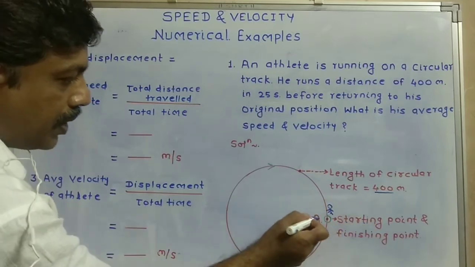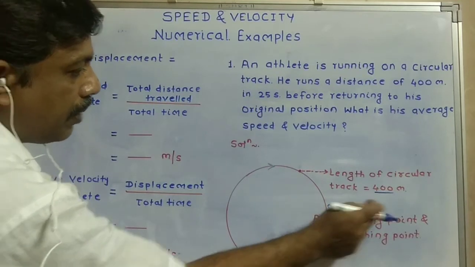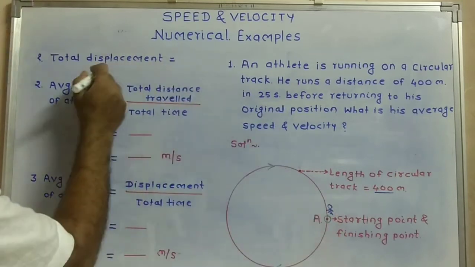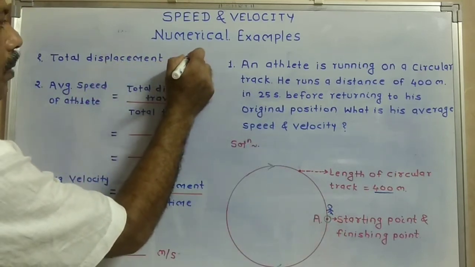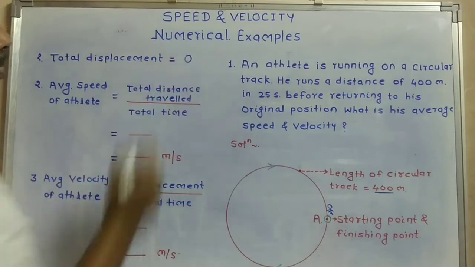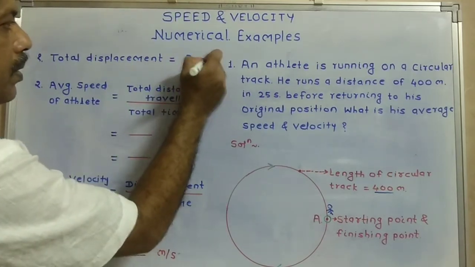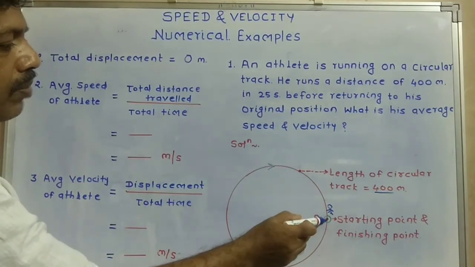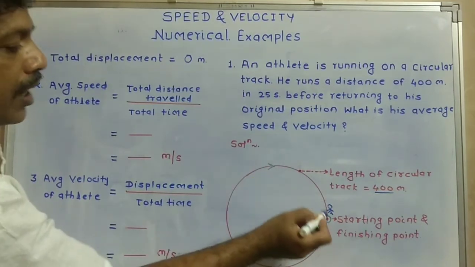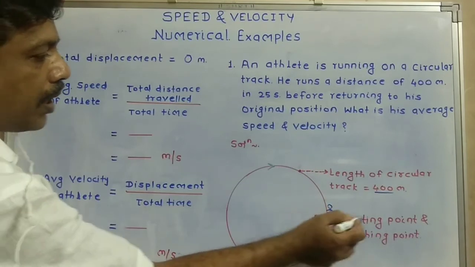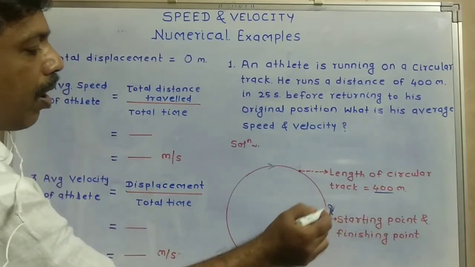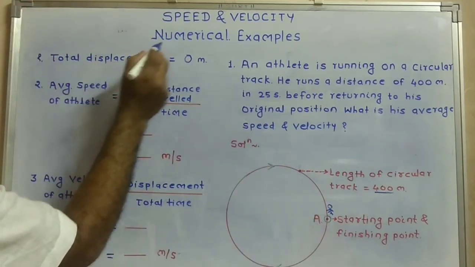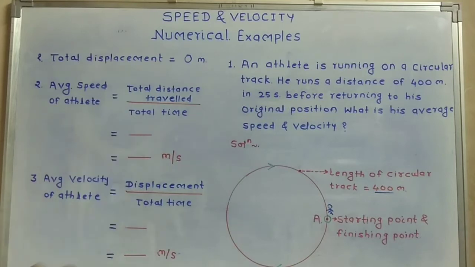Now try to consider a point A which is starting point and finishing point. Then what will be displacement? Displacement of an athlete will be equal to how much? 0 meter. Why? Because the athlete starts from this point and again reaches this point. Both starting point and finishing point of an athlete are same. Therefore, his total displacement will be 0 meter.